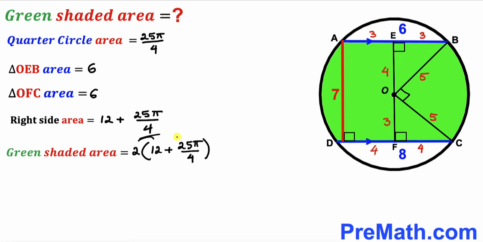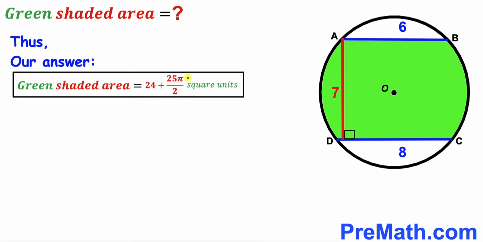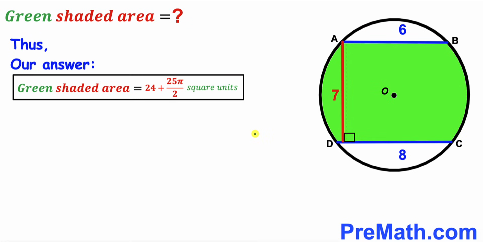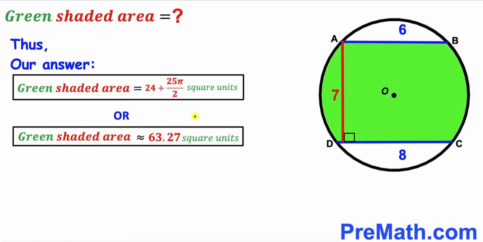Let's go ahead and distribute. So we are going to get 24 plus 25 pi divided by 2 square units, the area of this green shaded region. Thus, after all the calculations and manipulations, the area of this green shaded region turns out to be 24 plus 25 pi divided by 2 square units. And that's going to be approximately equal to 633.27 square units as well. And that's our final answer.